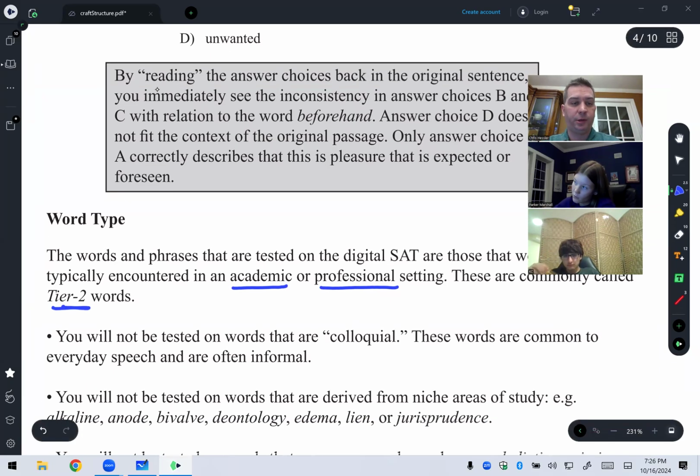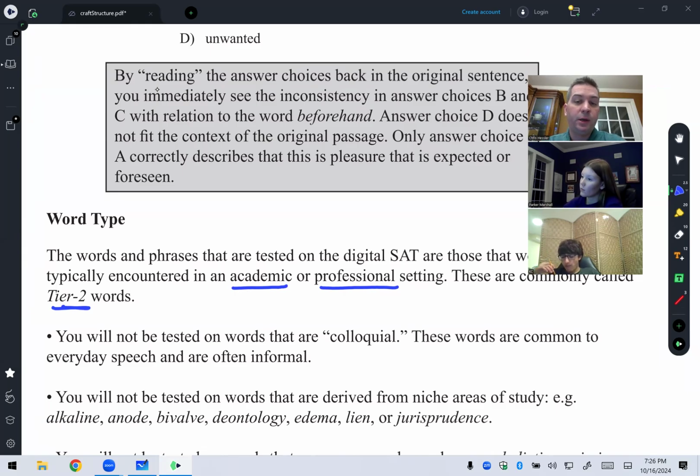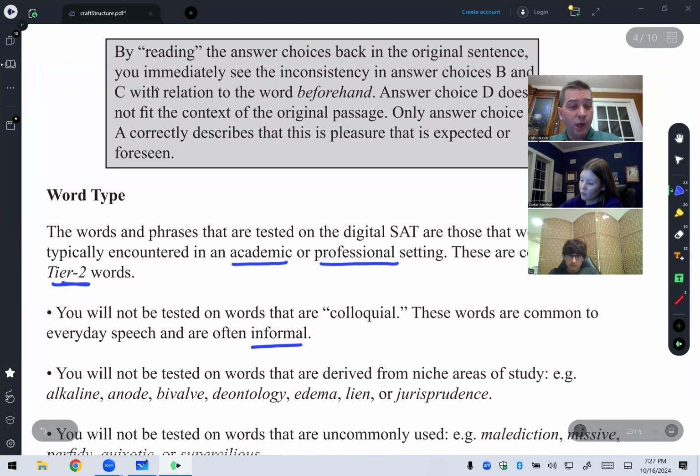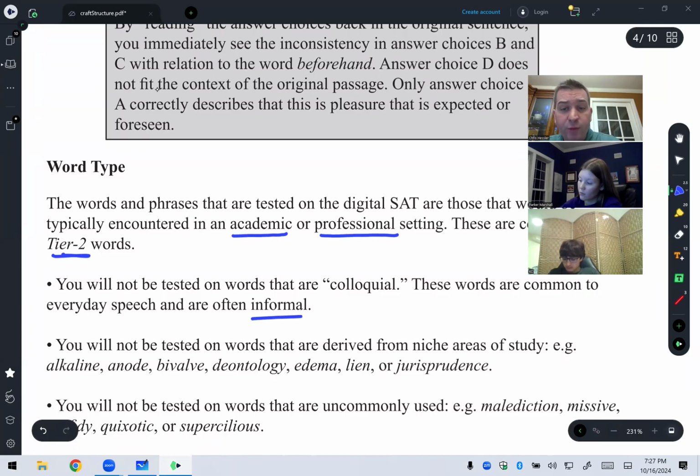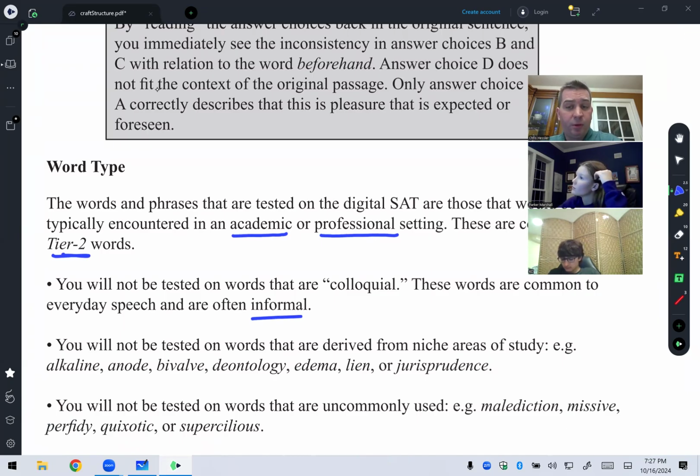So I'm going to mention all the things that we like to tell you what you don't have to know. So they're never going to test you on any words that are colloquial. These are words that are common to everyday speech and are often informal. They're not going to test you on any such words. You will not be tested on words that are derived from niche areas of study. For example, they're not going to ask you what alkaline means. That's a chemistry term. We don't need to know it for the test.